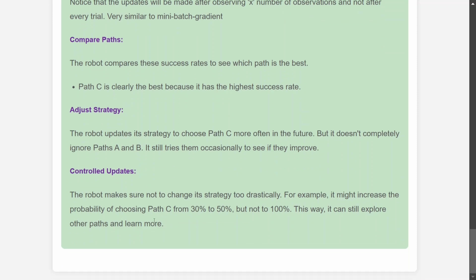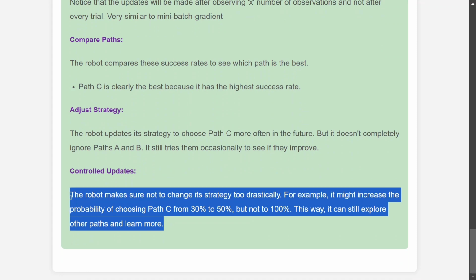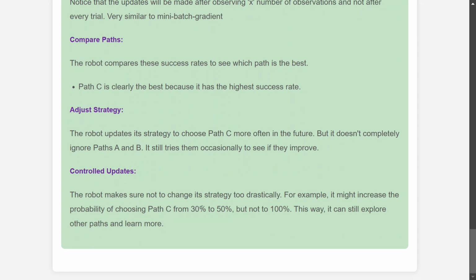And hence, after using this batch of observations, you would be trying to change the algorithm in such a way that from path C, if the probability initially was 30% to choose, it should become 50. For example, these are just exemplary numbers. So this is how GRPO works.